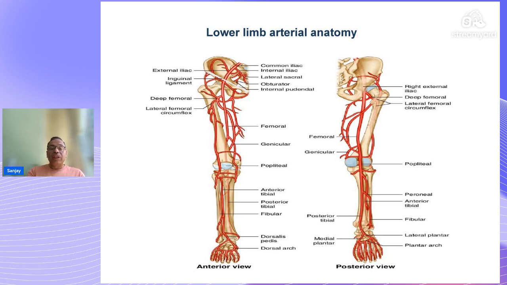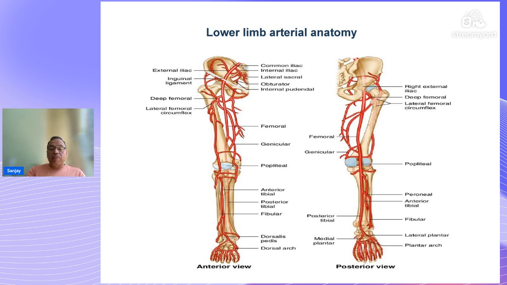Now, continuing down, once the deep femoral artery branches off from the common femoral artery, the common femoral artery now becomes the superficial femoral artery or SFA, and it continues down into the adductor canal and enters the popliteal fossa as seen here. And at the lower border of the popliteus muscle, it becomes the popliteal artery.